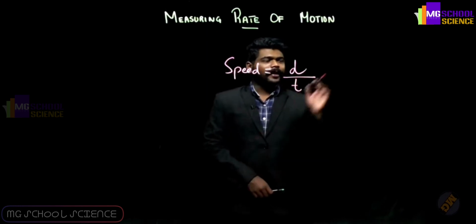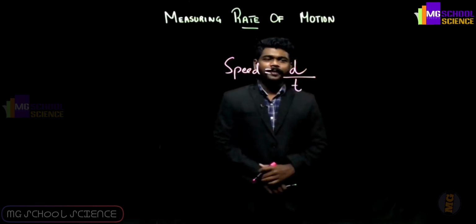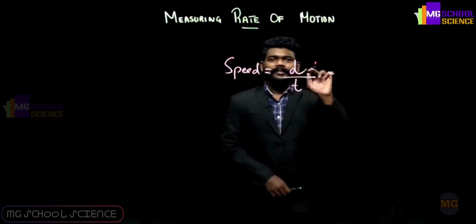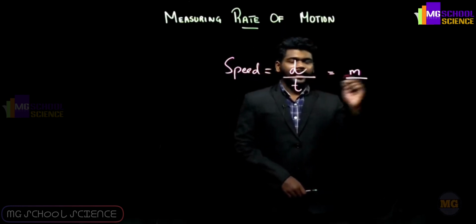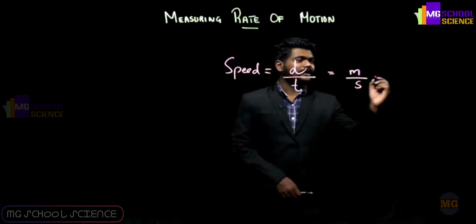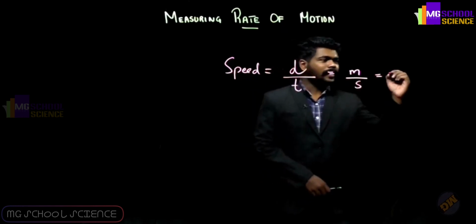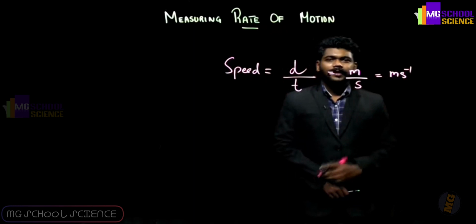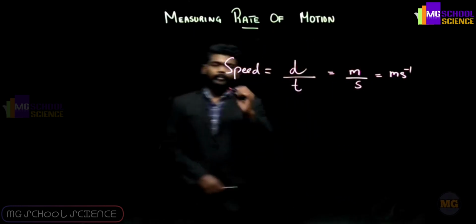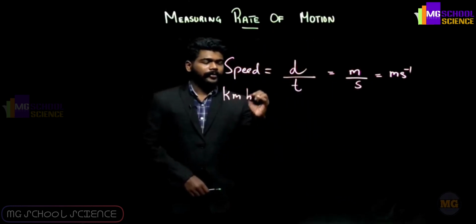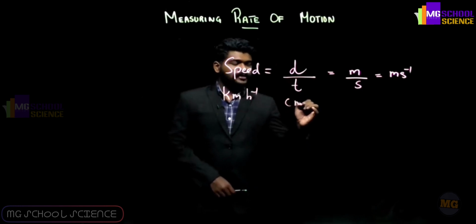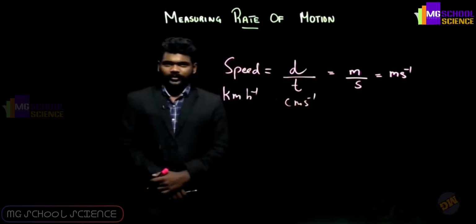Now, can you find the SI unit for speed? We know the unit for distance is what? Meter. And unit for time is second. Therefore, the SI unit of speed will be meter per second. There are other units for speed. For example, kilometer an hour, centimeter per second, and so on.